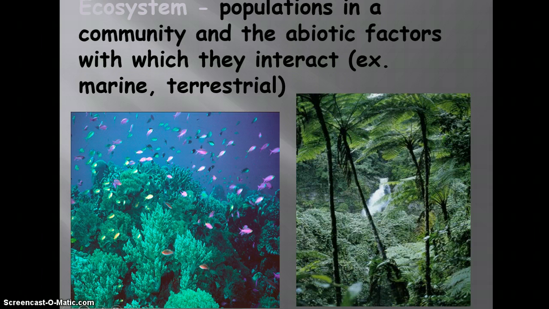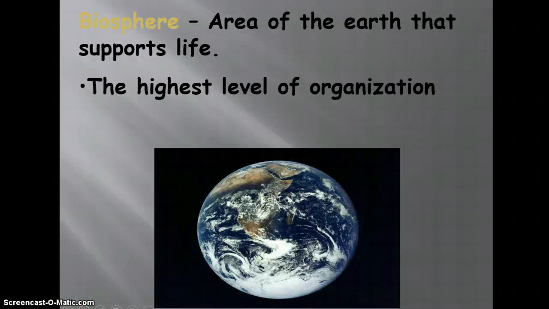Ecosystem: populations in a community, and the abiotic factors with which they interact. Abiotic factors are non-living things found in an environment. So all the blue jays, rabbits, squirrels, deer, etc. at Wilson Lake, plus the non-living things at Wilson Lake, like the water, the gravel, and the dirt. And Wilson Lake is considered a deciduous forest. That would be its biome.